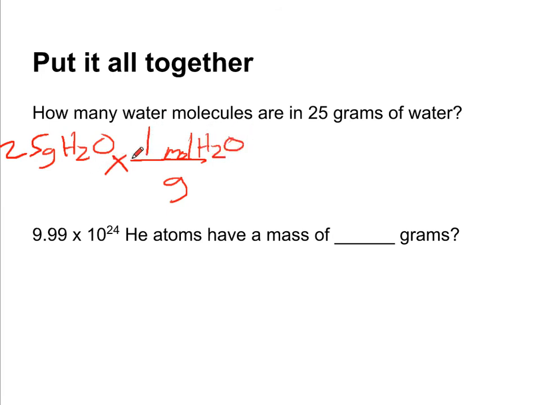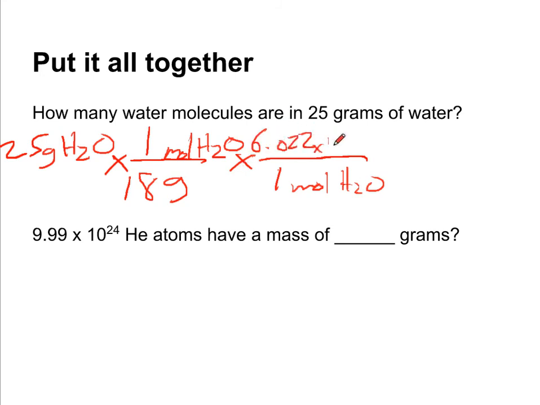Well, 1 mole of water has a mass of 18 grams. We got that from the molar mass on the periodic table, 16 plus 1 plus 1. That's taken me to moles of water. Now, I want to go from moles of water to number of water molecules. We want to cancel out moles. We know that 1 mole of anything has 6.022 times 10 to the 23rd units in it. So I'll have 6.022 times 10 to the 23rd water molecules. So the units that cancel out are grams and moles of water. I'll be left with molecules of water as my answer.